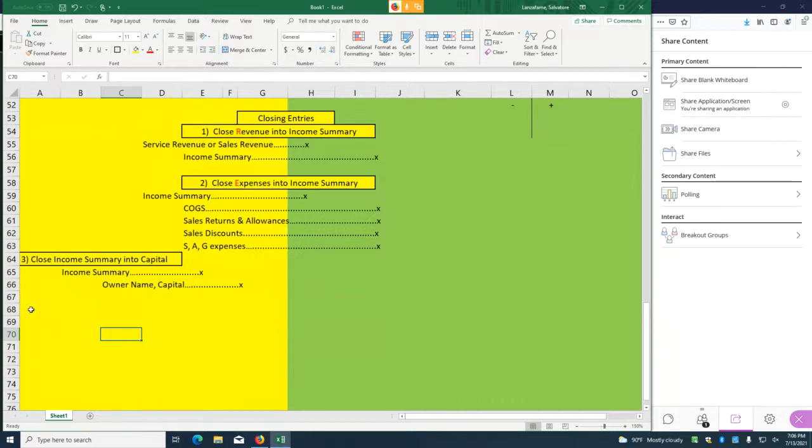Let's continue with this yellow side. Closing entry number four, we now close drawing, and we close it into capital. So here's the D in red. If drawing is a debit account, that means it carries a debit balance. So to close it, we got to credit it. So that means you got to debit capital.